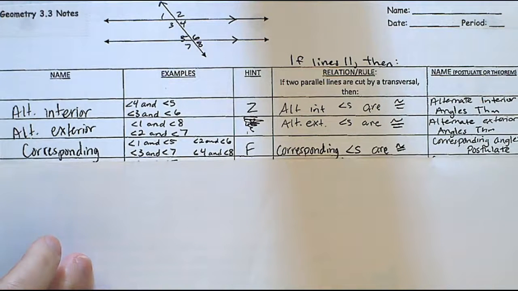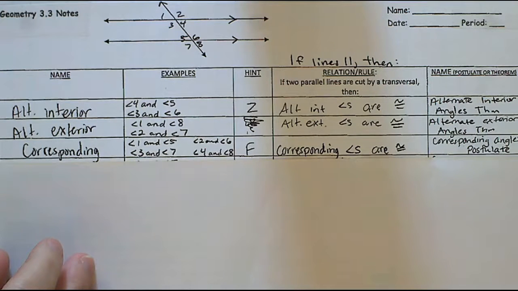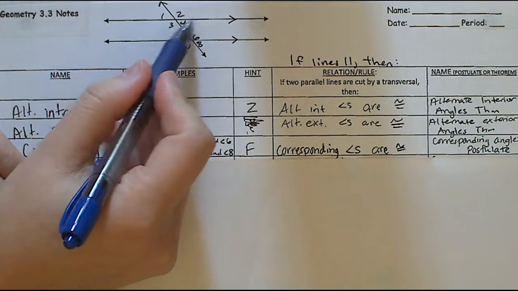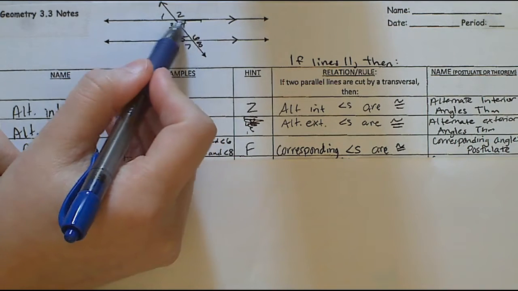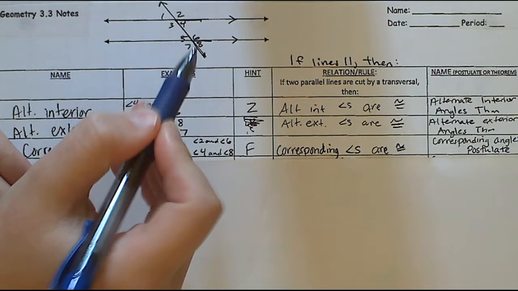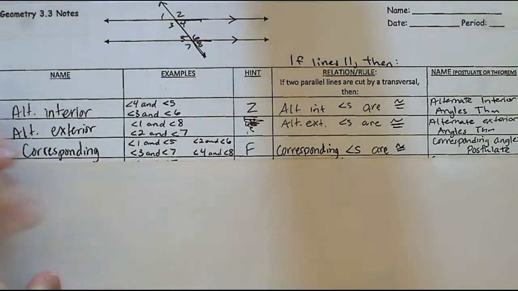Corresponding angles, examples would be like angles 1 and 5, 3 and 7, 2 and 6, 4 and 8. A hint for corresponding angles is to look for the letter F, and the easiest way to see that on this example is if you connected angles 4 and 8, you can pretty clearly see the F. If the lines are parallel, then corresponding angles are congruent. And that is a postulate. A postulate is different from a theorem because it's just accepted without proof. A postulate is used to prove that other theorems are true. So that's just the only difference.